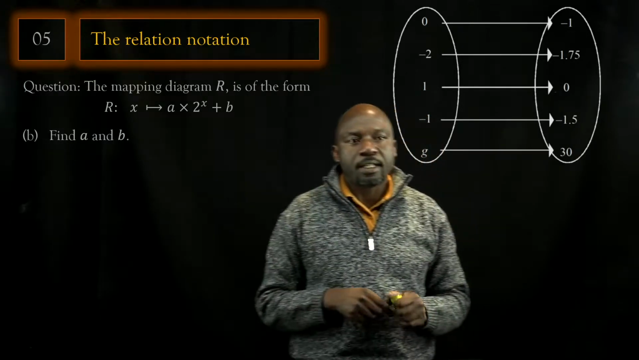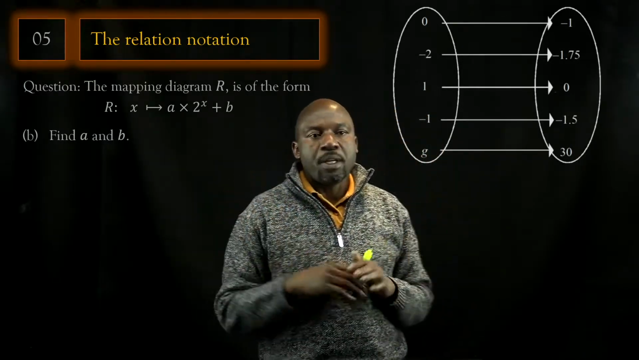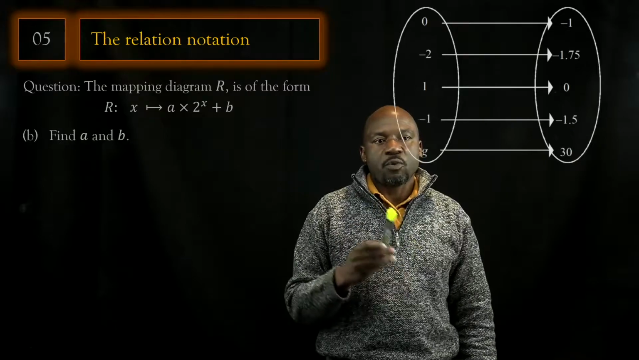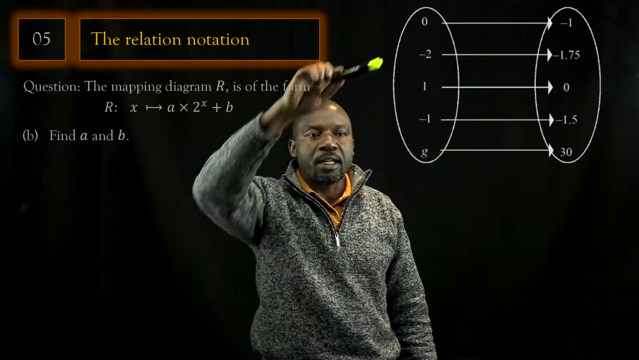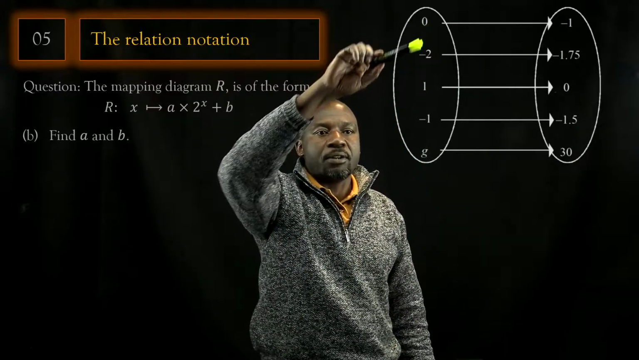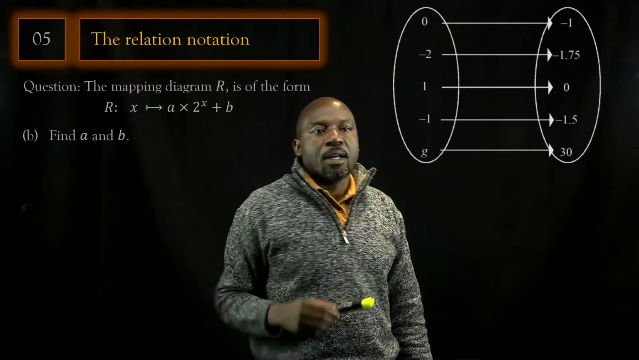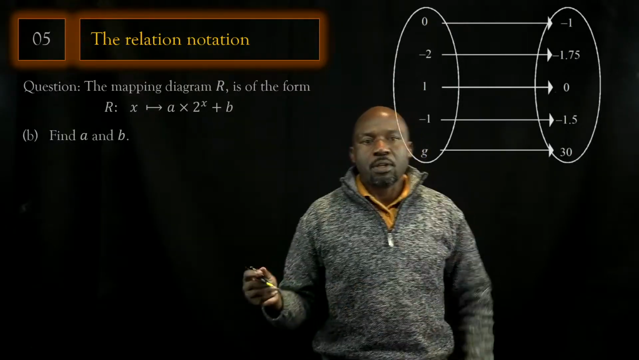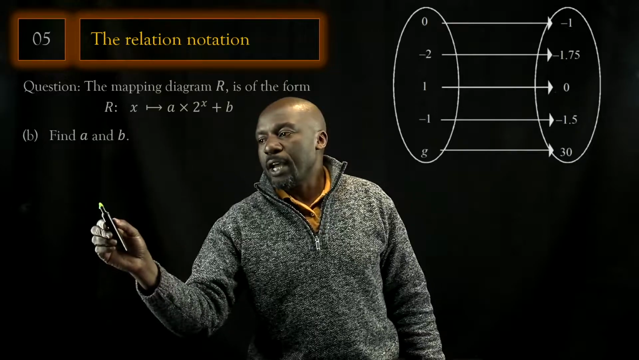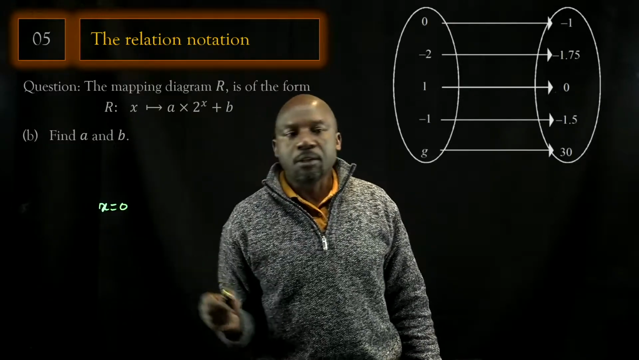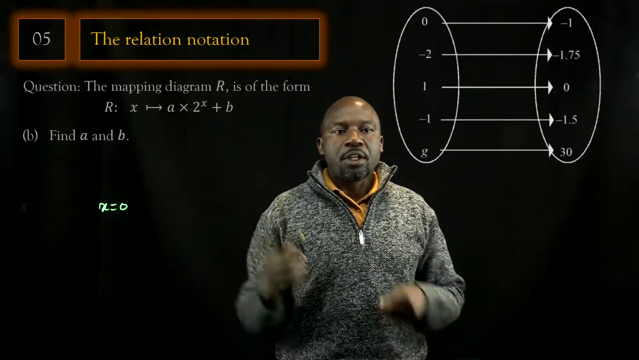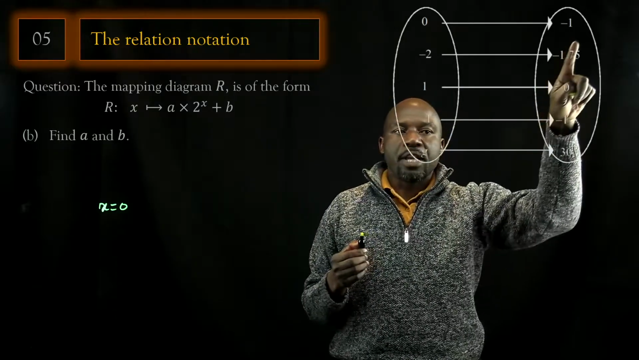And how do we do that? We pick carefully some numbers that will make our life very, very easy. Like if I have X is 0 and if I have X is 1, life becomes very easy. So for example, for X value equals 0, if we substitute, I should get a Y value, which is -1.